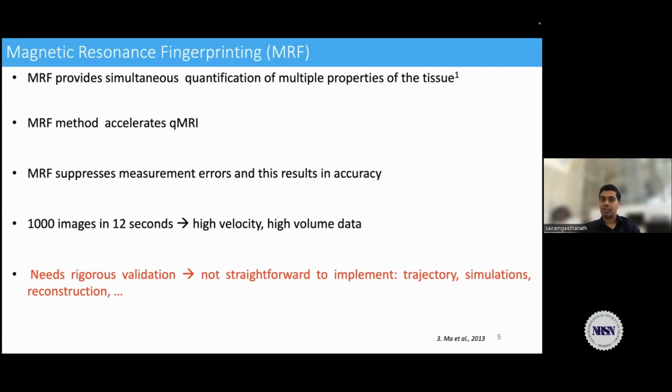So it's a high velocity, high volume data. But at the same time, the use is not straightforward because it does not employ the widely used trajectories. It depends on simulations, reconstruction, quantitation, and repeatability. So it needs rigorous validation.